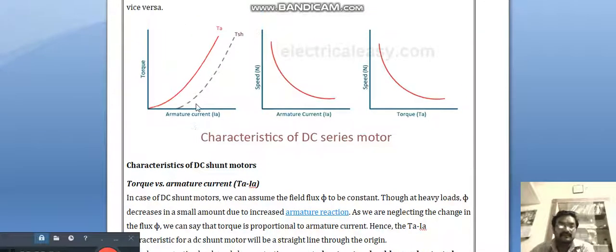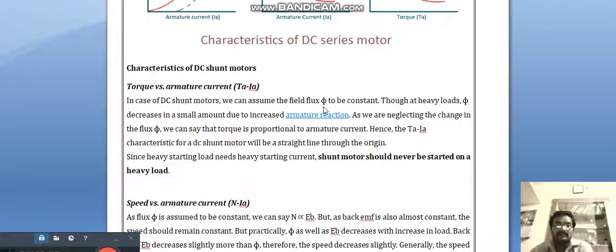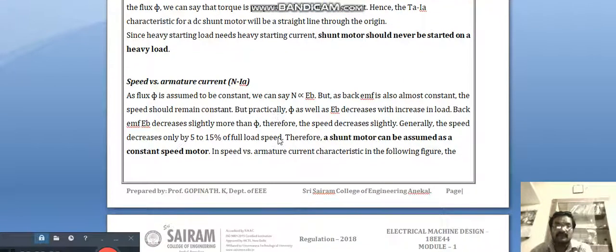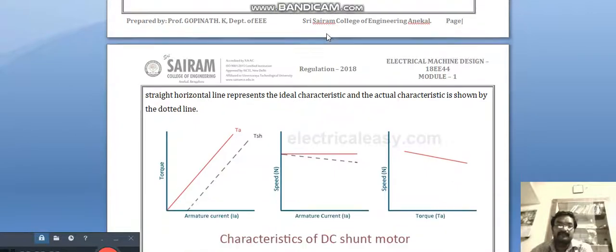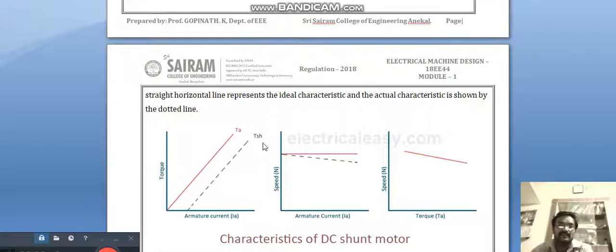Now we go to the DC shunt motor. Torque versus armature current, Ta versus Ia. In the case of a DC shunt motor, we can assume the flux φ to be constant. At heavy loads, φ decreases by a small amount due to increased armature reaction. As we neglect the changes in the flux φ, we can say that torque is proportional to armature current. Hence, the Ta versus Ia characteristic for a shunt motor will be a straight line like this. When the armature current increases, torque increases.